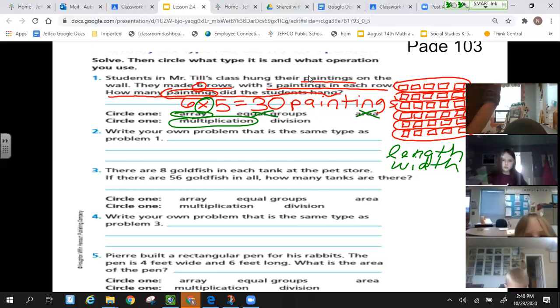Now here's the second part of our learning target. Write your own problem that is the same type as problem 1. I'm going to do an example, and then I want you to do one as well. So what do you mean, write a problem that is the same type? All that means the type is that it is in an array. So we just talked about an array having to be rows and columns. What are some things that come in rows or columns that we might use in our word problem?